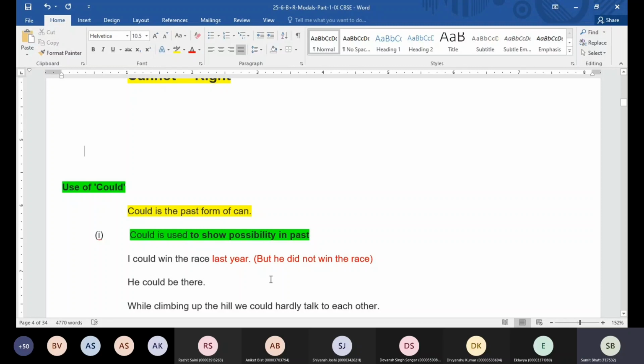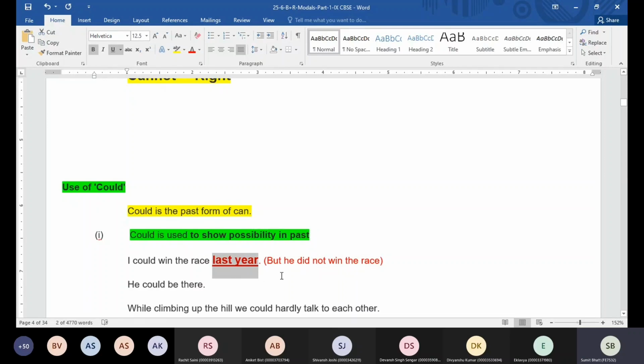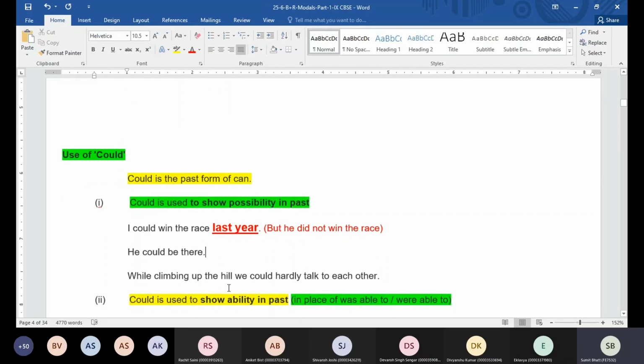Like I could win the race last year. So when you have the words, phrases, adverb of time in the past, in that case, we are going to go for could. Okay, he could be there. We expected somebody somewhere. In that case, we can say he could be there, but he was not. While climbing up the hill, we could hardly talk to each other. There was no possibility to talk to each other.